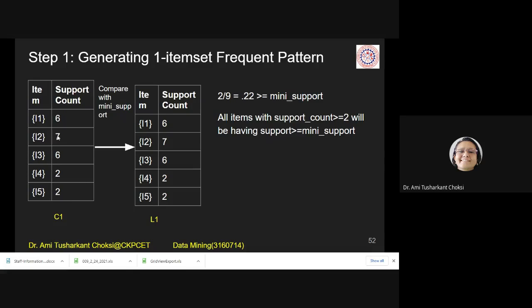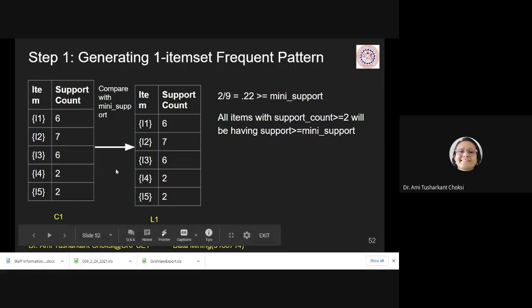Count the same for I2, I3, I4, I5. So we can say I2 is found 7 times, I3 is 6 times, I4 is 2 times, and I5 is 2 times, right? This is the candidate set, isn't it? What does that mean? That these items can be potentially frequent, right?